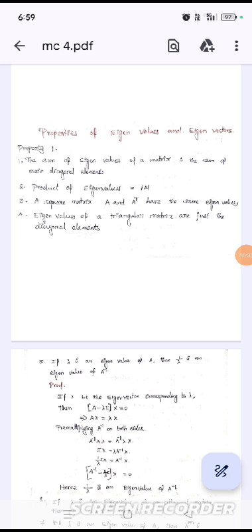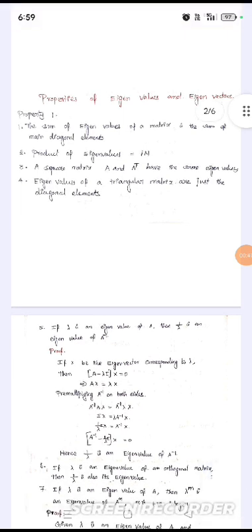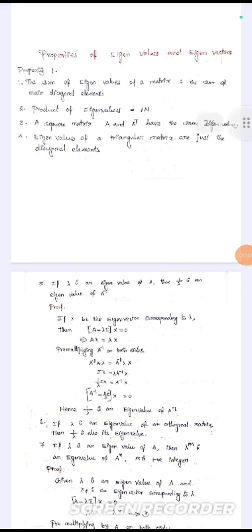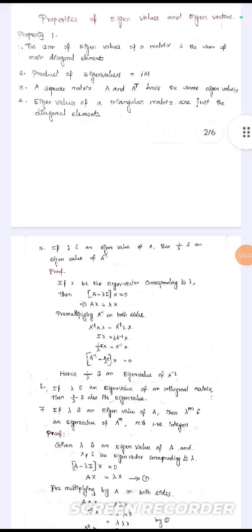Our second property is that the product of eigenvalues is equal to the determinant of A. The third property is that a square matrix A and A transpose have the same eigenvalues. The fourth property is that the eigenvalues of a triangular matrix are just the diagonal elements. The next property is that if lambda is an eigenvalue of A, then 1 by lambda is an eigenvalue of A inverse.